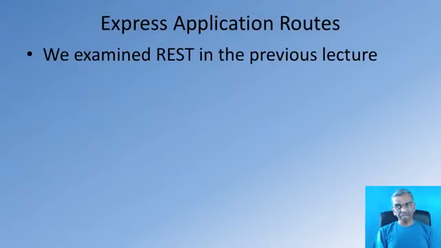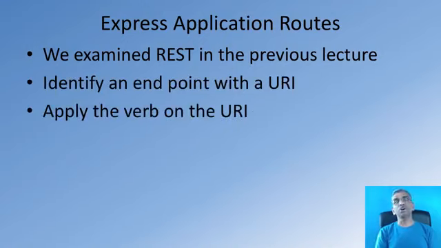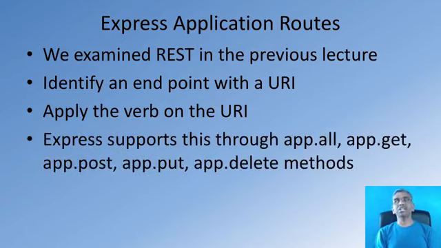So to summarize, in the previous lecture, we examined REST in detail. We also looked at how each endpoint is identified by a URI and how we can specify the various operations to be done on each endpoint using the appropriate HTTP verb: get, put, post, or delete. Now, in this lecture, we'll look at how Express supports the development of a REST API server. We'll look at Express's support for methods like app.all, app.get, put, post, and delete, and how these methods can be used to construct a REST API server.